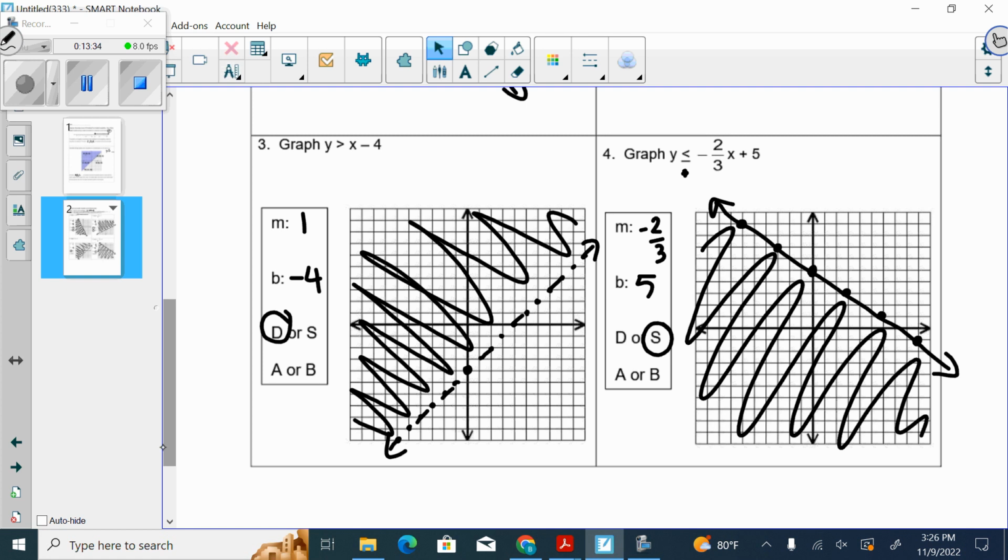So we already know how to graph lines. The only new thing is deciding if it's dotted or solid, and then where to shade. Do we shade above or below? And you can check what it says on your notes if you don't know which one it is. All right? Okay.